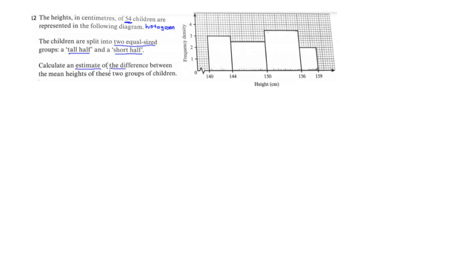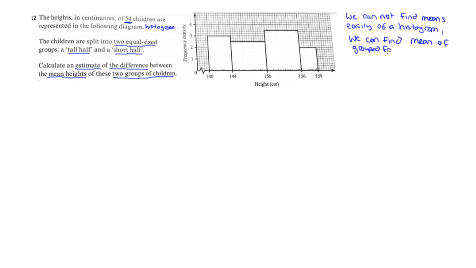Now we need to calculate an estimate of the difference between the mean heights of the two groups. So that means we have to be able to find the mean of the tall half and the short half and then subtract them. Now the thing is, we can't find very easily a mean using a histogram, but we can find the mean of a grouped frequency table, which is what we use to build a histogram. So let's go backwards and create the grouped frequency table.